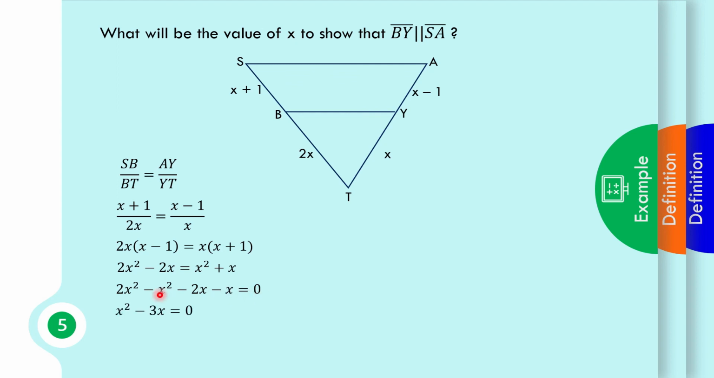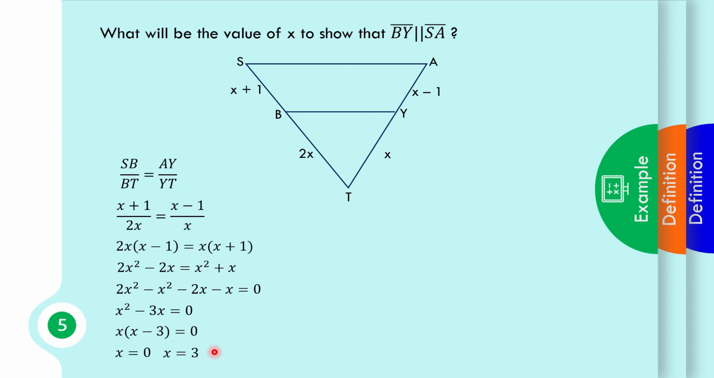Let us combine the like terms. We will have x squared minus 3x is equal to 0. Take note that to find the value of x in a quadratic equation, we need to get the factors of this one, in which x squared minus 3x is equal to 0 is also equal to x times x minus 3 is equal to 0, in which x for the first one is equal to 0, and from x minus 3, x is equal to positive 3. So we have here two values of x.